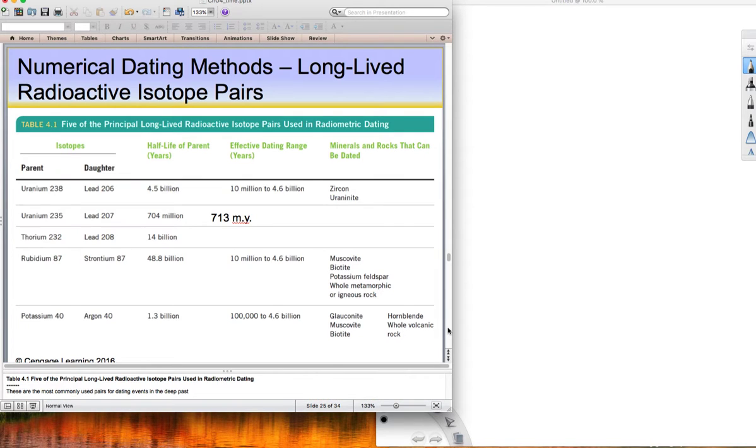Now, what are some of the atomic clocks we're using? In geology, we're primarily using the uranium-238, which decays to stable lead-206, and it has a half-life of 4.5 billion years. Then there's uranium-235, which decays to lead-207, and that has a half-life of 704 million years. And also there's a thorium-lead, and then rubidium-strontium, and then I've talked about the potassium-argon, which has a half-life of about 1.3 billion years.